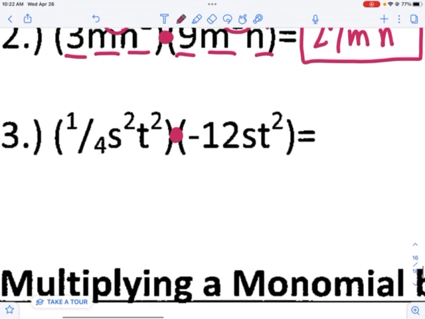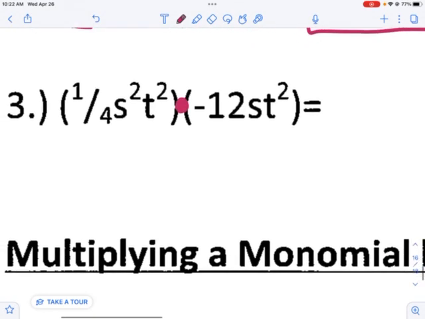Go ahead and try number 3 yourself. Remember how to put a fraction into the calculator? Open parenthesis, 1 divided by 4, close parenthesis. Hit pause and see if your answer matches mine. All right, you should have a final answer of negative 3s to the third, t to the fourth.